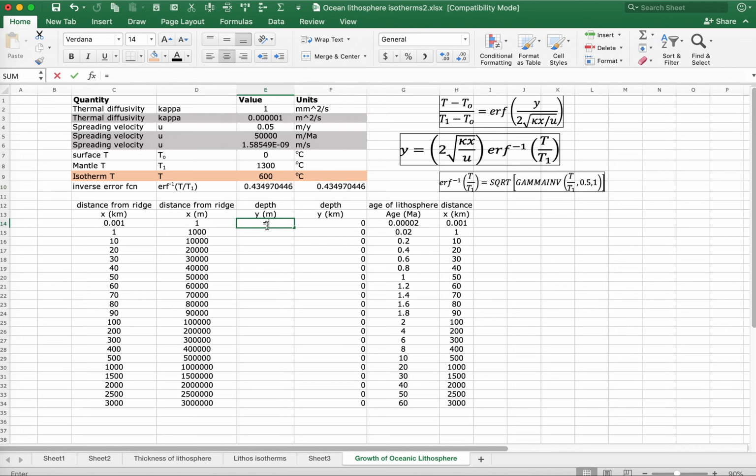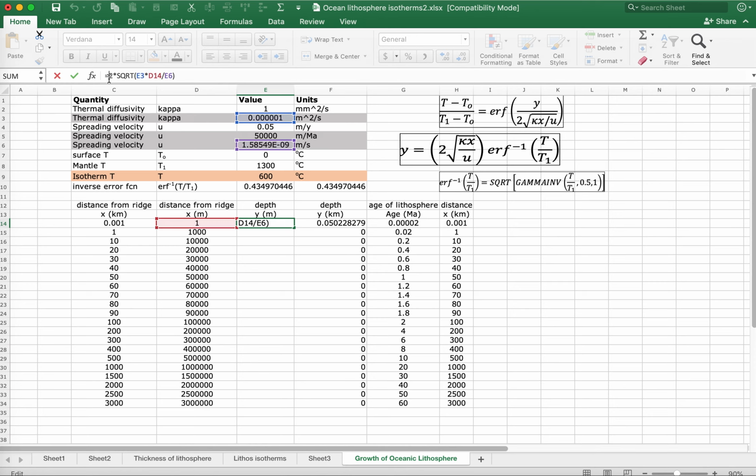So now let's get the depth. So the depth is equal to this thing over here. So let's just enter the first part of this product. We'll just look at everything inside those parentheses. So we have 2 times the square root of kappa, and we're doing everything in meters per second, multiplied by depth in meters, and then divided by the velocity in meters per second. And then we'll close the parentheses on the square root and hit return. So we get that value.